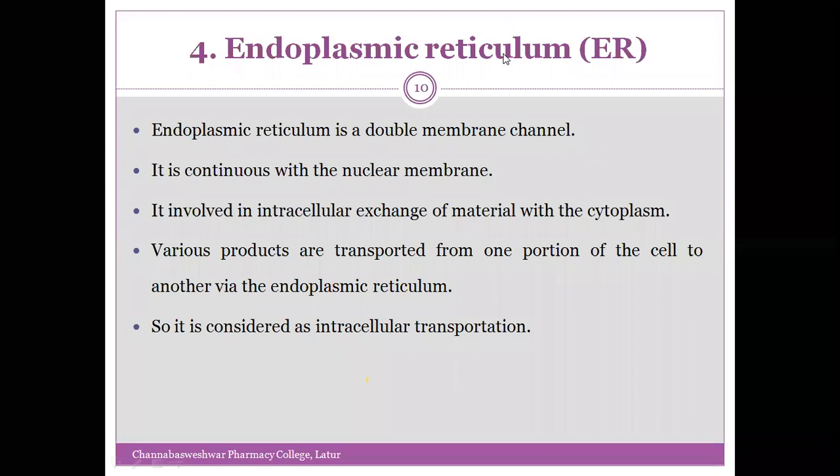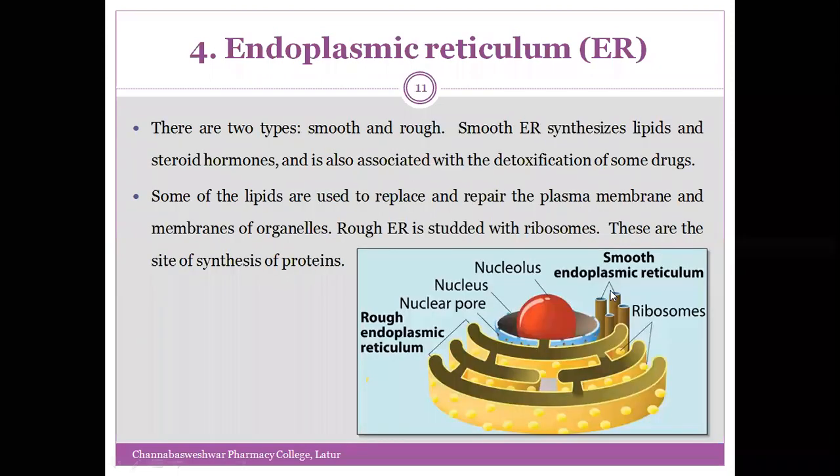Next we discussed the endoplasmic reticulum. It is a double membrane channel, and it is continuous with the nuclear membrane. The important functions of the endoplasmic reticulum are intracellular transportation as well as detoxification of some poisons or some organic chemicals. So it consists of smooth endoplasmic reticulum and rough endoplasmic reticulum.